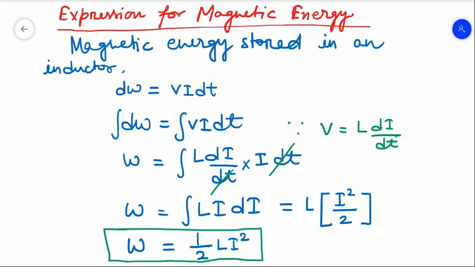So this is the magnetic energy stored in an inductor. This is not the expression for magnetic energy. The expression for magnetic energy means the energy stored in the magnetostatic field, that we will derive now. This one is the magnetic energy stored in an inductor, that is half L I square. The expression for magnetic energy we are going to derive now with the help of this.